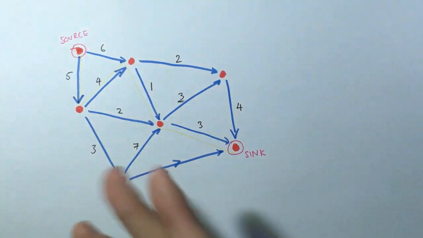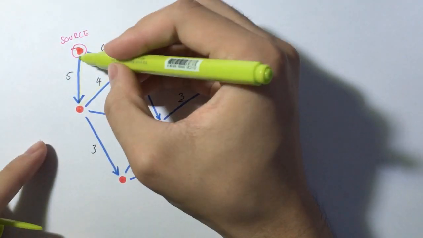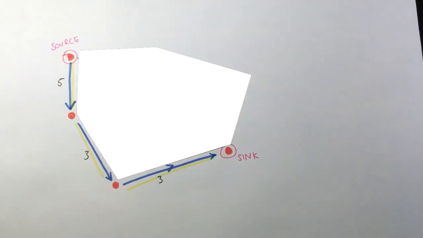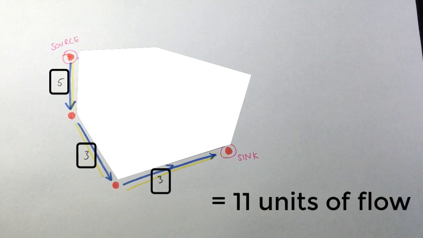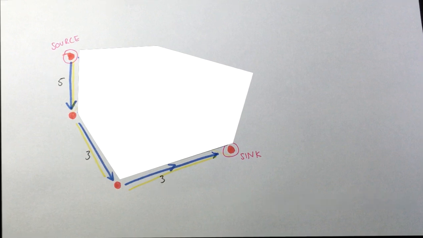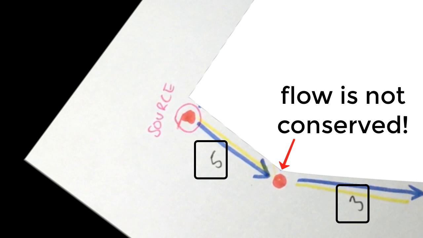So to give a better idea of some paths that we might have, let's suppose I consider this path. So go from here to here to here. Well, ideally, the maximum flow that can go through this path would be 5 plus 3 plus 3, which is 11 units of flow. But it turns out that that wouldn't be the case here. Because if you look carefully at this vertex here, 5 units of flow goes in, but only 3 units of flow leaves this vertex. And that would violate the conservation of flow.